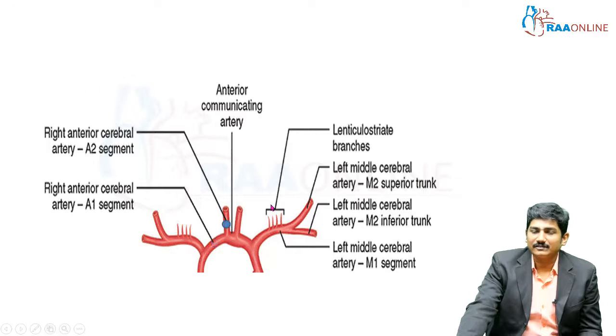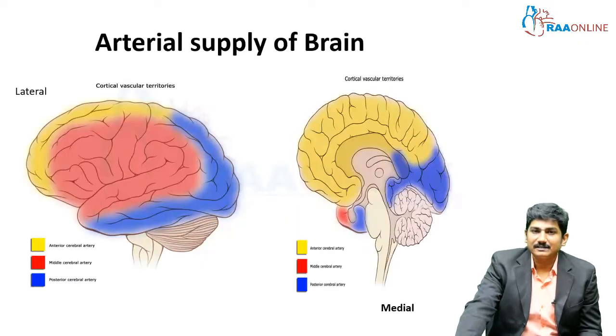So what if there is a thrombus at the A2 segment? If there is a thrombus at the A2 segment, that part of the brain that is supplied by the A2 goes for ischemia, right? So we should know what this A2 segment supplies. So this is the arterial supply of the brain. This is the lateral surface, this is the medial surface.